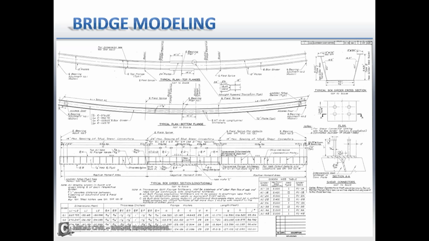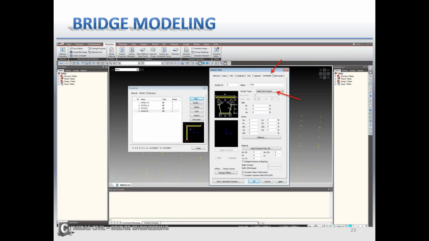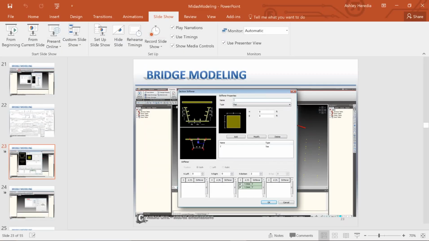Alright, so now we're going to go again into the Properties tab, and you're going to select Section Properties and click on Add. And now you're going to go into the Composite section, and you're going to click on Steel Tub Type 1. That's the girders that we have for our structure. Here, I'm going to go into Midas now, so I just want to point out a couple of things.